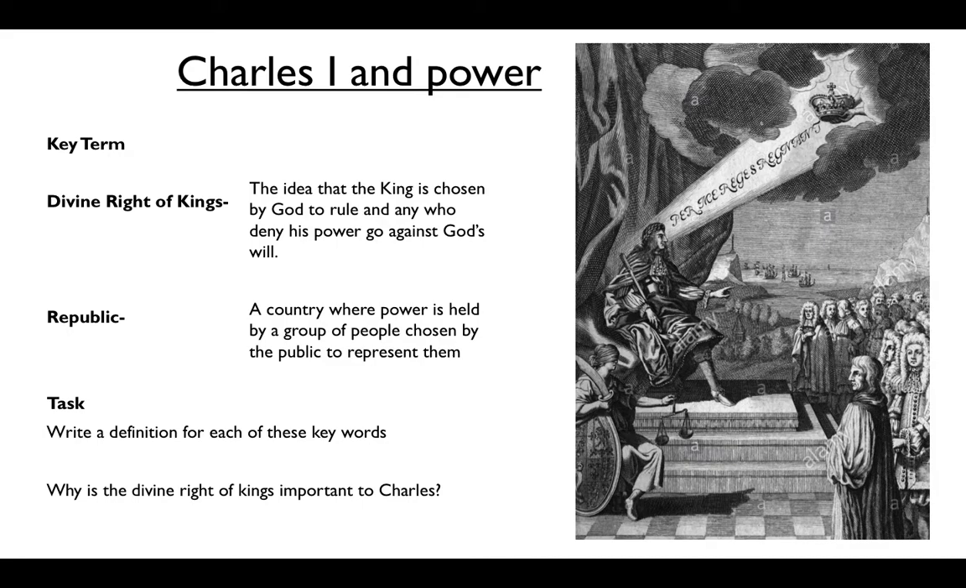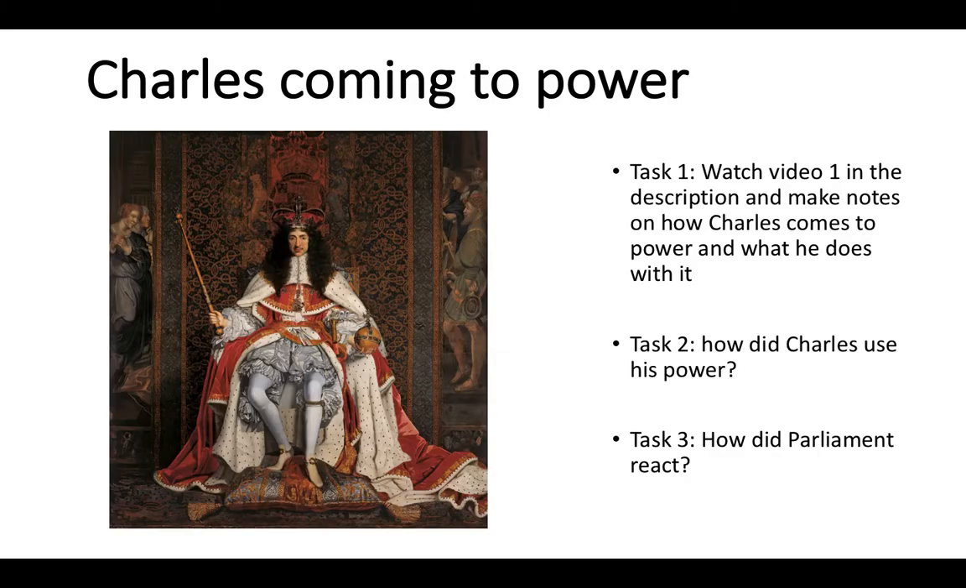So the divine right of kings is important to Charles because it gives justification for Charles being on the throne. People can't argue with him because arguing that he shouldn't be on the throne would be arguing against God. Let's have a look at how Charles came to power then.